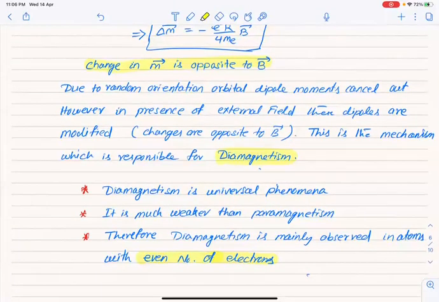Okay, so I will end this short lecture here. So here we discussed the effect of diamagnetism, what is the origin of diamagnetism. In the next lecture, we will go into more detail and understand what is the field due to the magnetized object.